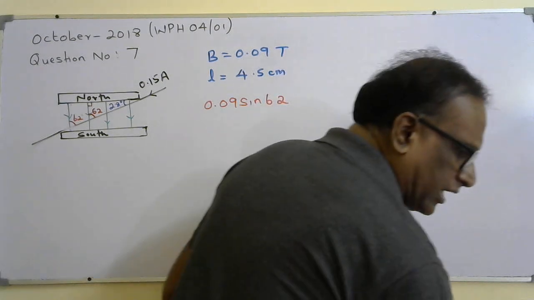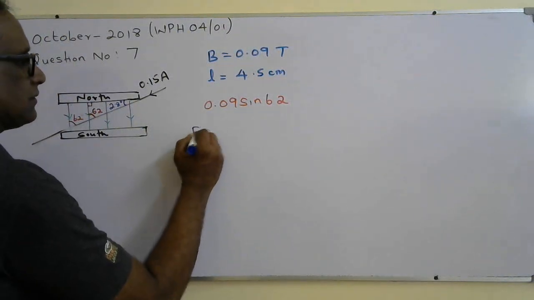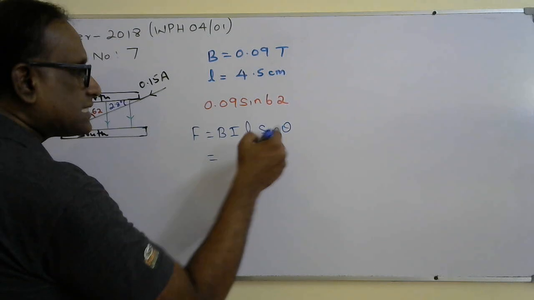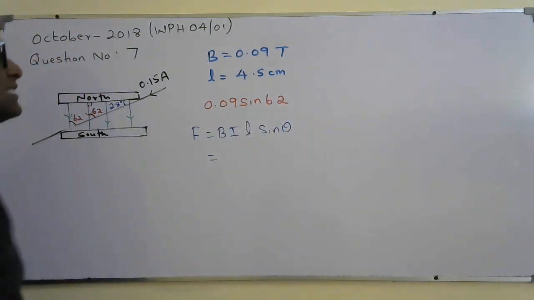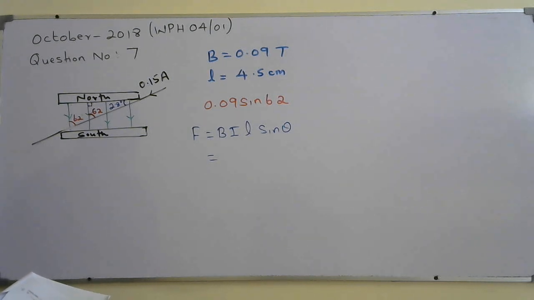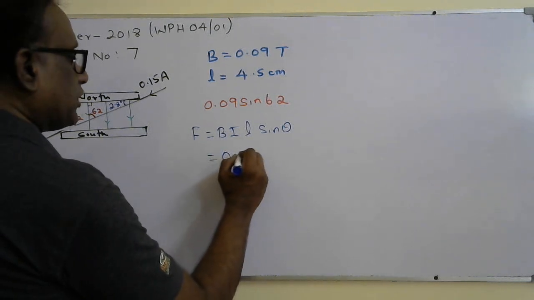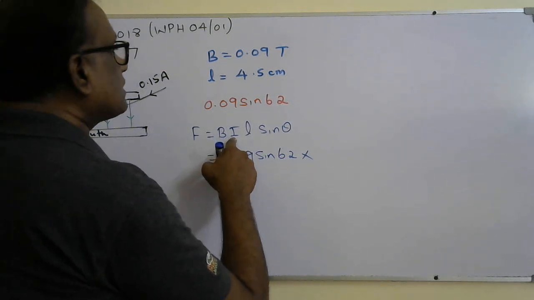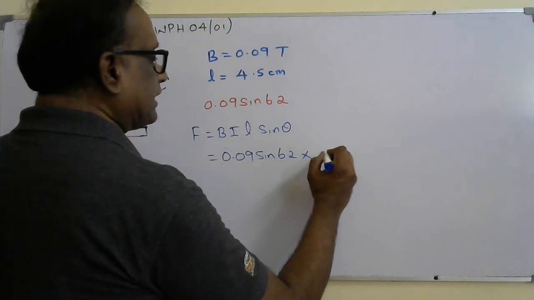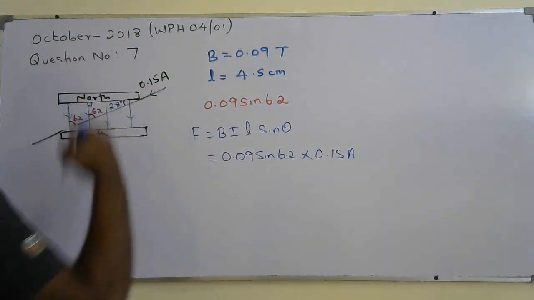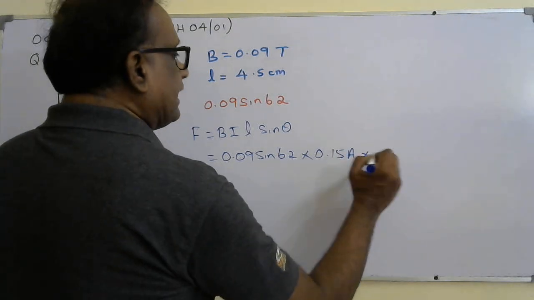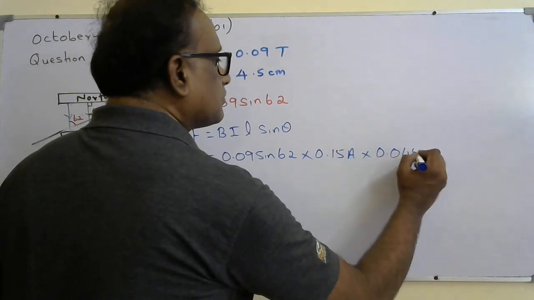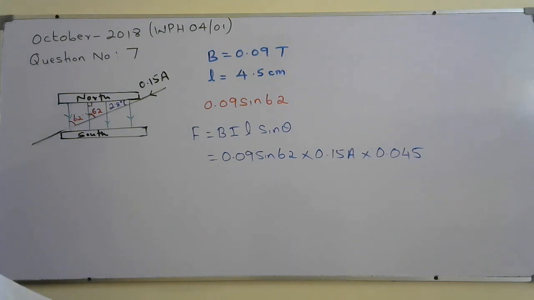Okay, so the force acting on the wire is given by F equal BIL sine theta. So here B sine theta is 0.09 sine 62. So the current flow, we know that 0.09 sine 62 times current flow is given as 0.15 amperes. Current is given as 0.515 amperes. And the length inside the magnetic field, 4.5 centimeter, means that should be 0.045.